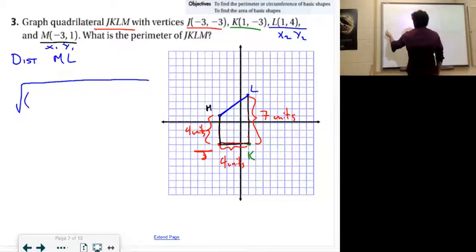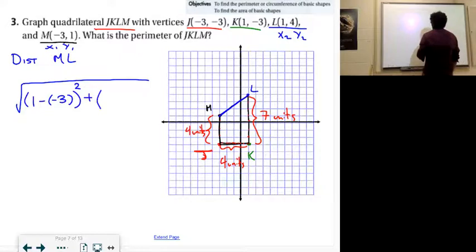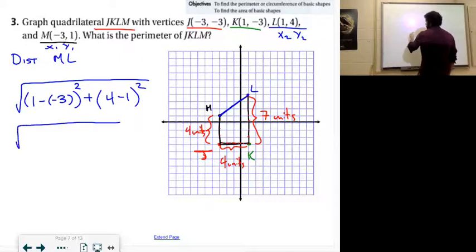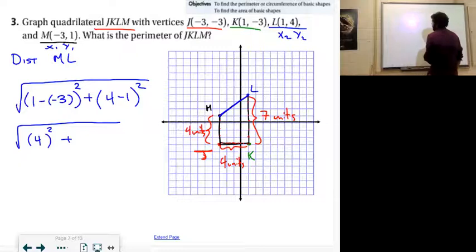Distance formula would be X2, which is 1, minus X1, so minus your -3 there. Then we square that. And then for the Y values, we're going to do Y2 minus Y1. So that's 4 minus 1 squared. Simplify this first group right here. So that's going to be 1 minus -3, so that's 4 squared, plus 4 minus 1, which is 3 squared.